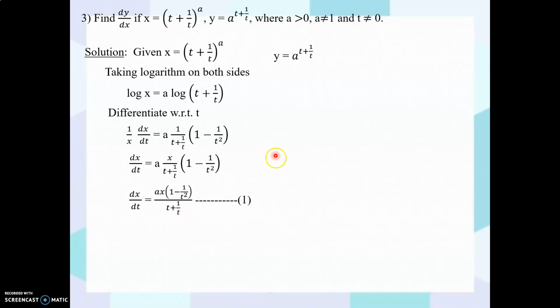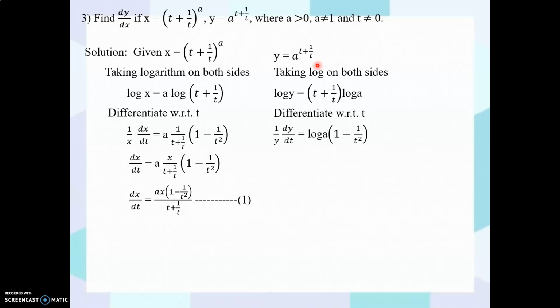Similarly, y is equal to a raised to t plus 1 upon t is given. Taking log on both sides, log y is equal to t plus 1 upon t into log a. Derivative of log y is 1 upon y dy upon dt. That's equal to, log a is a constant, we have written here, into derivative of t plus 1 upon t is 1 minus 1 upon t square. Now dy upon dt, cross multiplying, is y log a into 1 minus 1 upon t square.